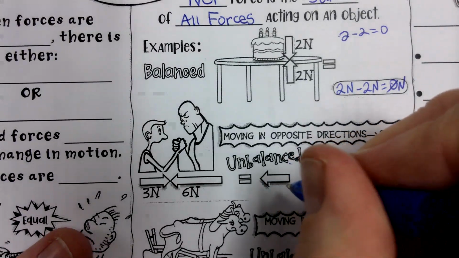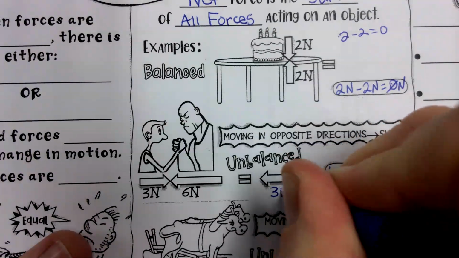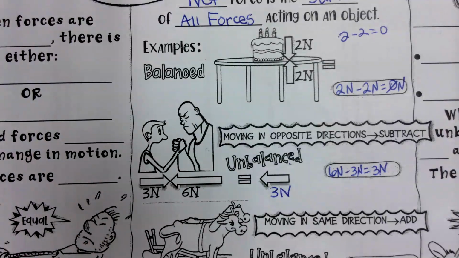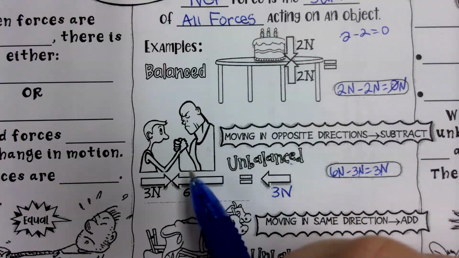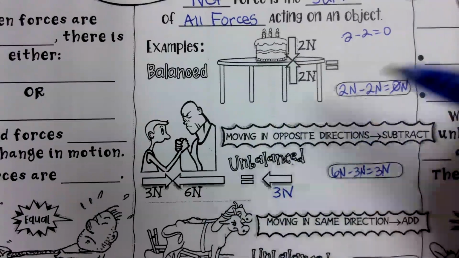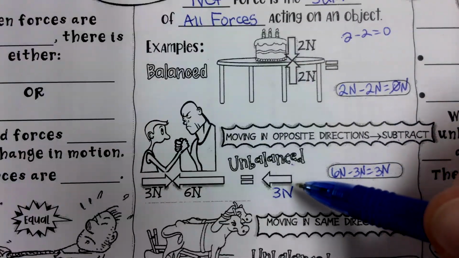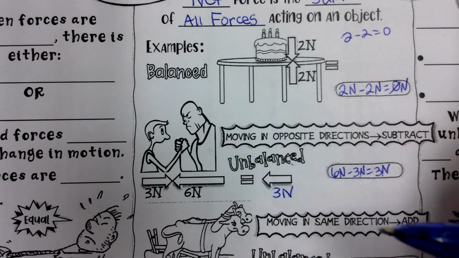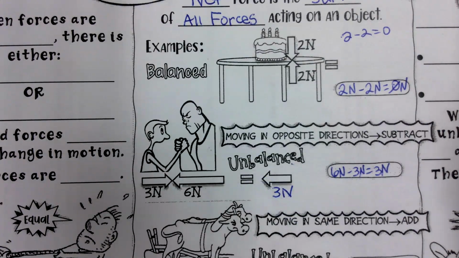And right here, all I want you to do is write 3N. What that means is that this person is going to push down their way to the left with a force of 3 newtons, stronger than the other person. Okay?